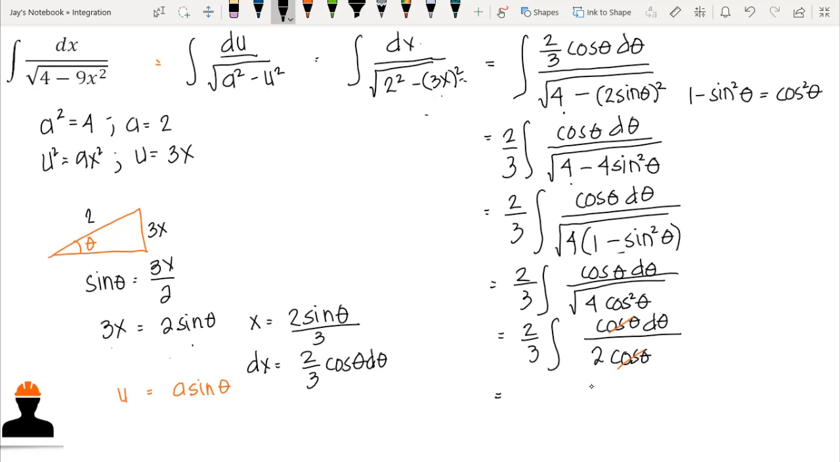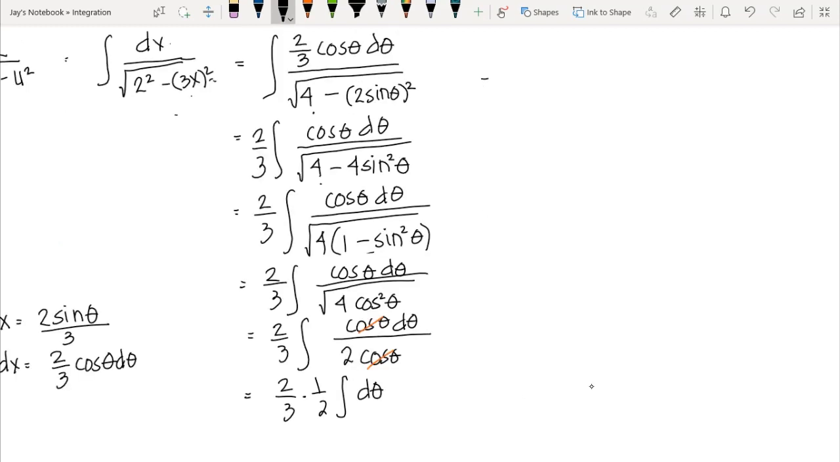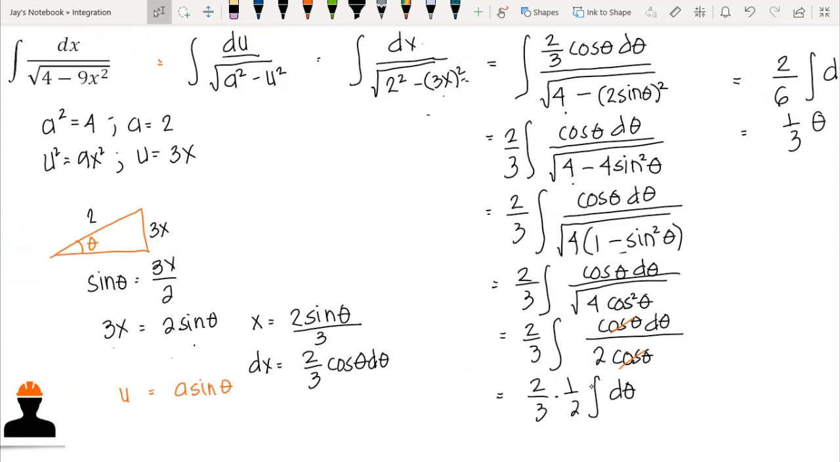Since we have 1/2, we can take 1/2 outside of the integration. We have 2/3 times 1/2, and the remaining in the integration is d theta. So 2/3 times 1/2 gives us 2/6, which is 1/3. Then the integration of d theta is theta plus c. Now, from the triangle, our theta is equal to arcsine of 3x over 2, the inverse sine of 3x over 2.